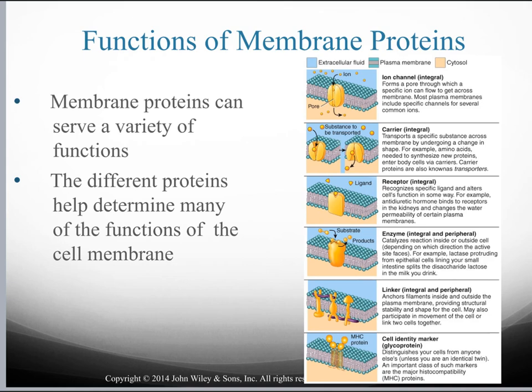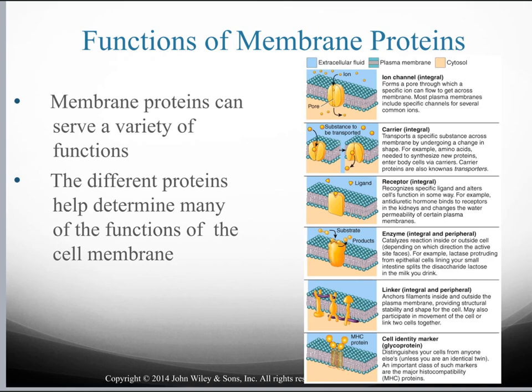Next are enzyme membrane proteins. They can be integral or peripheral. They catalyze reactions inside or outside of the cell, depending on which direction the active site faces. For example, lactase protruding from epithelial cells, from cells lining your small intestines, splits the disaccharide lactose in the milk you drink. So we have enzymes that are breaking many sugars into a simple sugar so that you can digest it more easily.